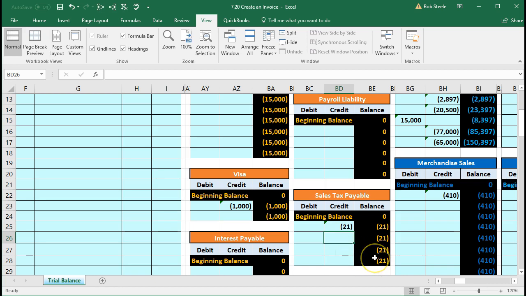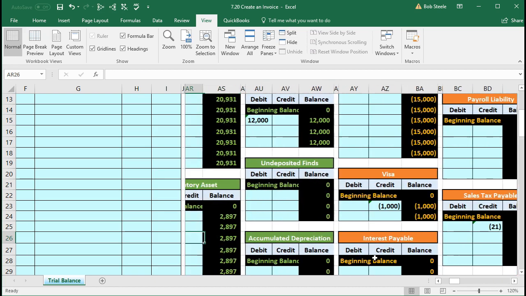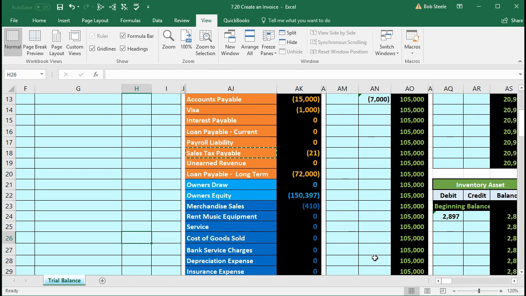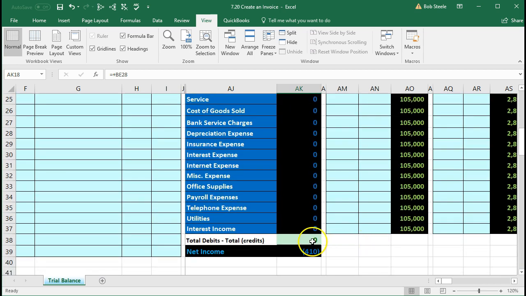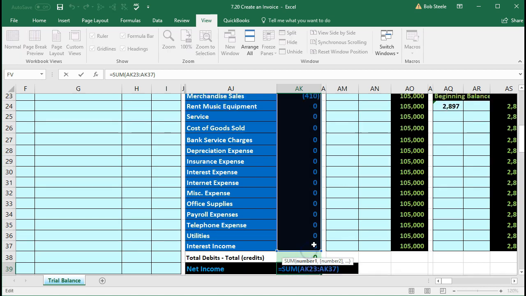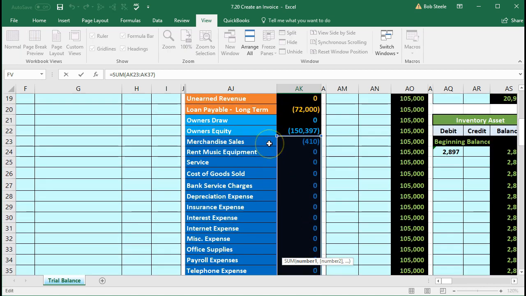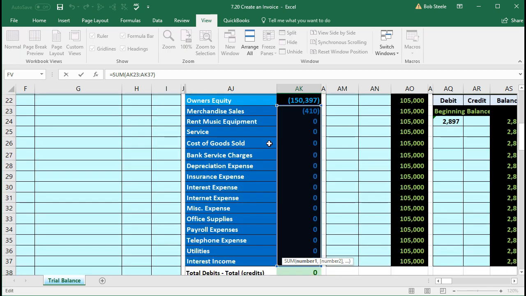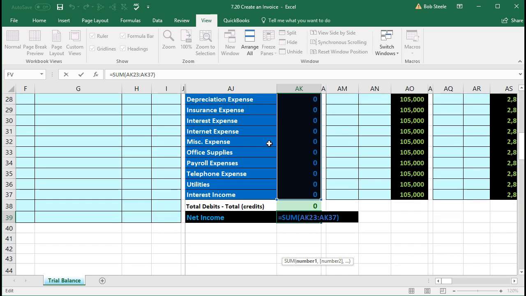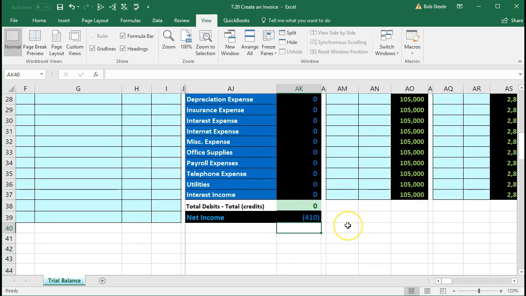There's the 21. If we scroll back over, I'm using the left arrow, scrolling back over, and then going to this item, there's the 21 there. We should be back in balance, meaning the debits minus the credits equal 0. And we now have net income. We have income, meaning the credits of the revenue accounts are greater than the debits of the expenses, which we have none yet. And therefore, we have revenue of 410. That's a credit. Doesn't mean a loss in this case, in the case of our trial balance.